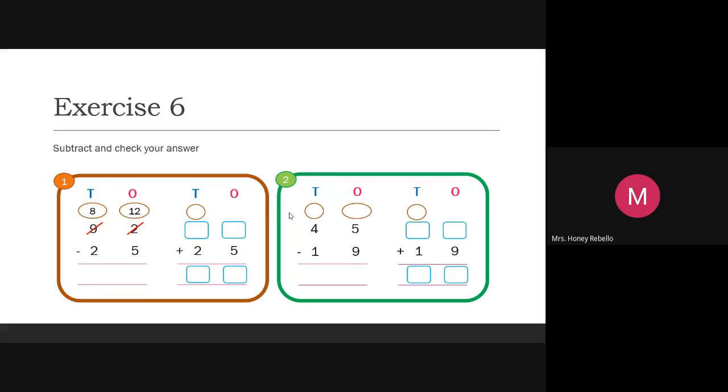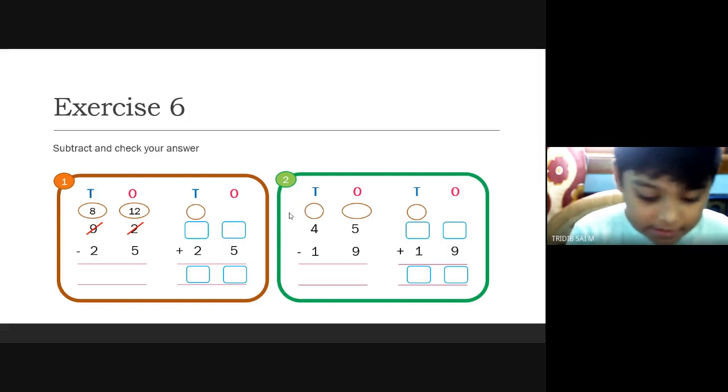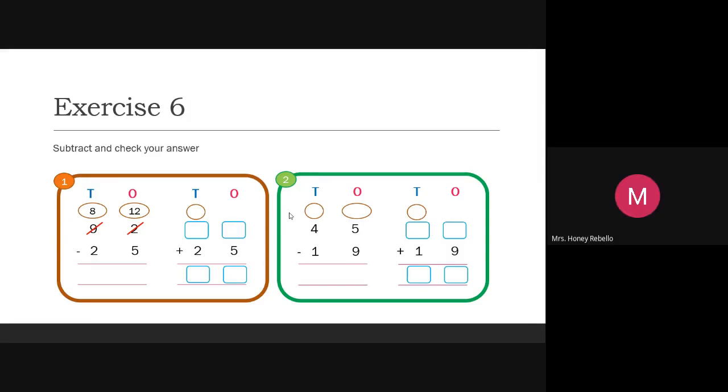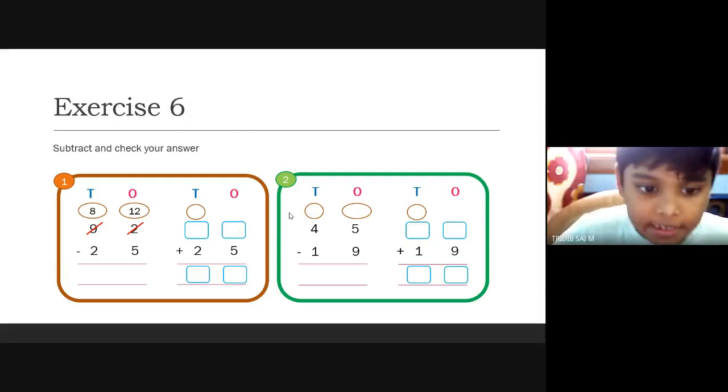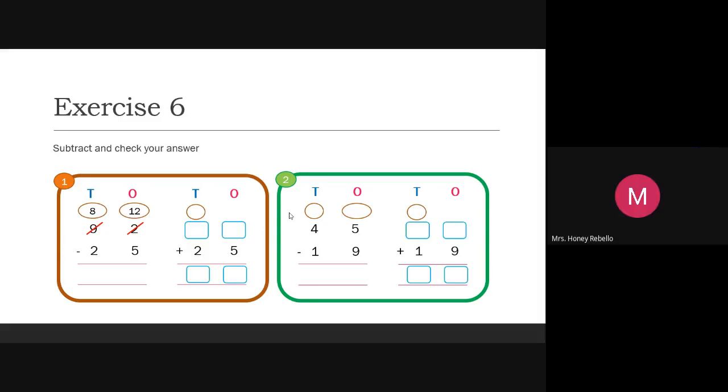Now, Tridip, please do it. 12 minus 5. 6, 7, 8, 9, 10, 11, 12. What is the answer? I don't want both the answers. Okay, you are getting 7. Now, what is 8 minus 2? After 2, yeah, 6. So you're getting 67. Okay, Tridip, thank you for doing this subtraction. I will call another person. Now, all of you do it till then.